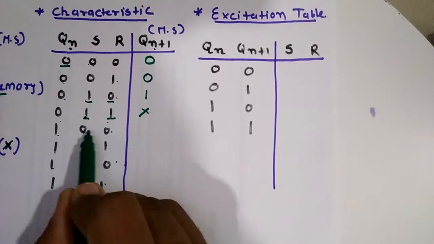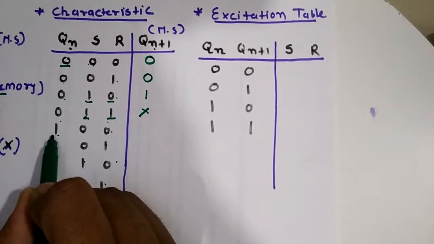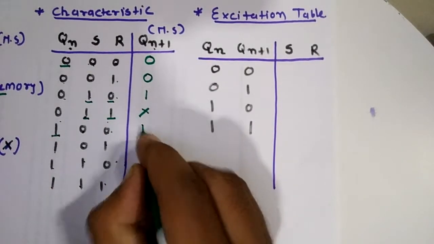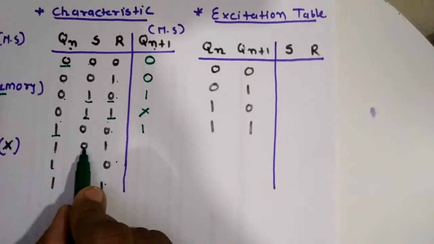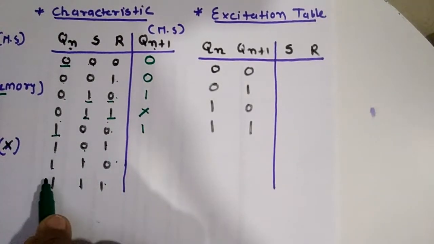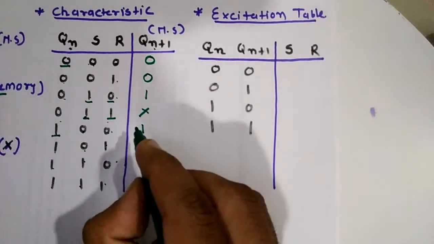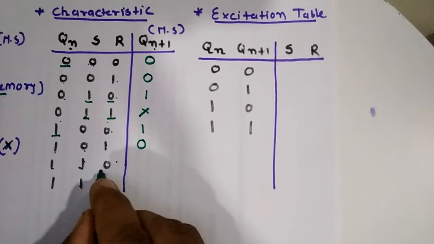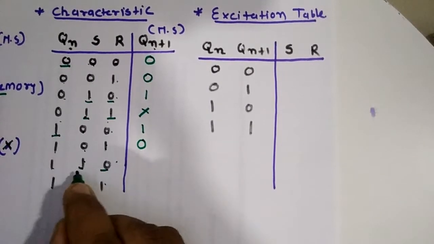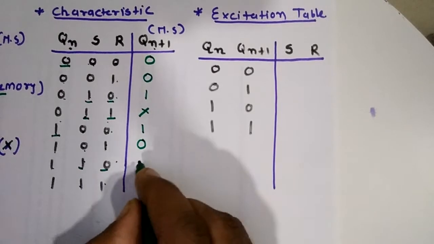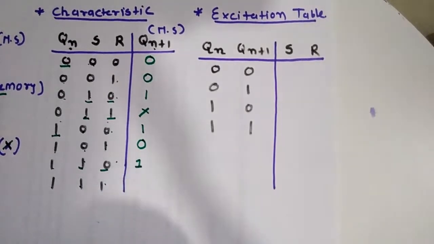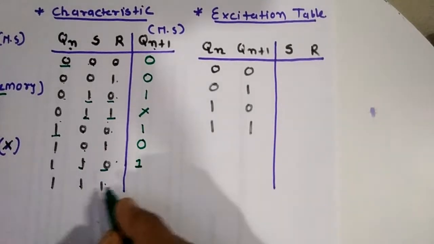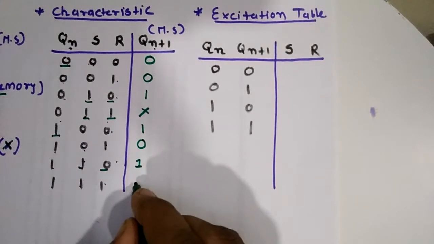After that, S is equal to 0 and R is equal to 0, then the output of SR flip-flop is Q of N. So here Q of N is equal to 1, so the output of next state is 1. Here S is equal to 0, R is equal to 1, then SR flip-flop works as a reset condition, so the output becomes 0. If S is equal to 1 and R is equal to 0, SR flip-flop works as a set condition according to the truth table, so the output becomes 1. If S is equal to 1 and R is equal to 1, SR flip-flop works as a don't care condition.